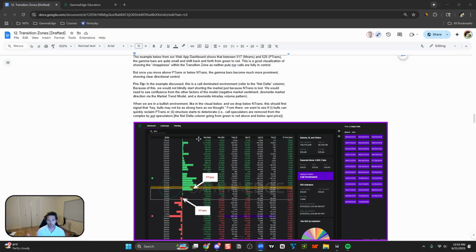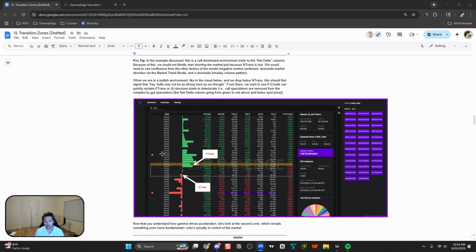And so just going through a real example below, this is our web app dashboard. This is a visualization of the option structure. Specifically, we're looking at SPY. We have all expirations in focus of the analysis. Just looking at the DEX transition zone, which we draw automatically for you, that's between 517, which is N-trans, and 520, which is P-trans. Keep in mind, this is from May of 2024, so this is not a current example. This is just an example for the sake of the newsletter.